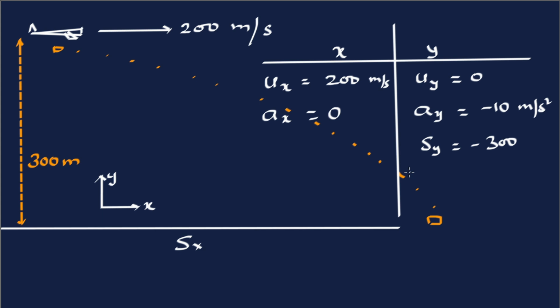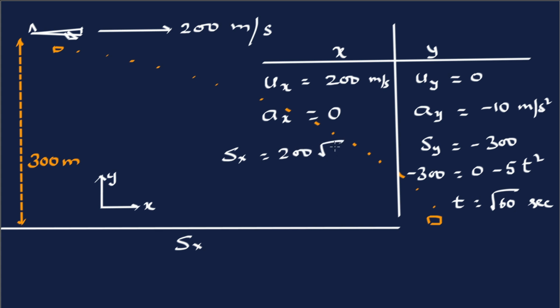So let's write down the equation for Sy. Minus 300, S is equal to ut plus half a t squared, which is minus 5 t squared. So t is going to be equal to root of 60 seconds. During this time, how far does the bomb fly horizontally? So Sx is equal to ut plus half a t squared. a is 0. So this is the answer. So many meters. We can simplify this further, but I'll leave it as it is.